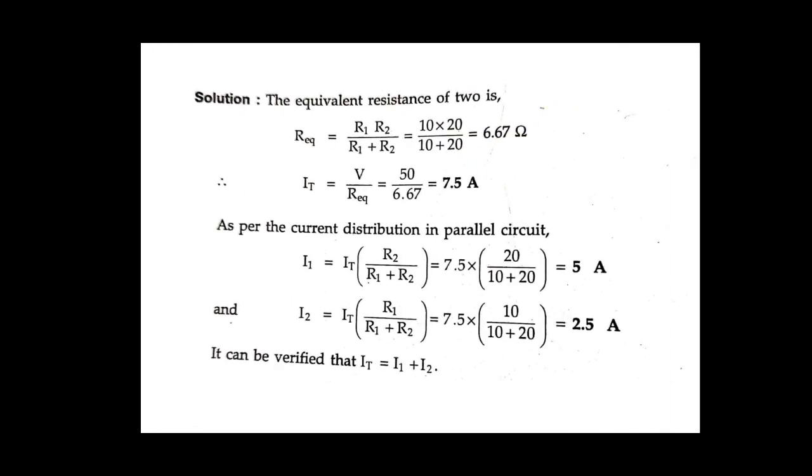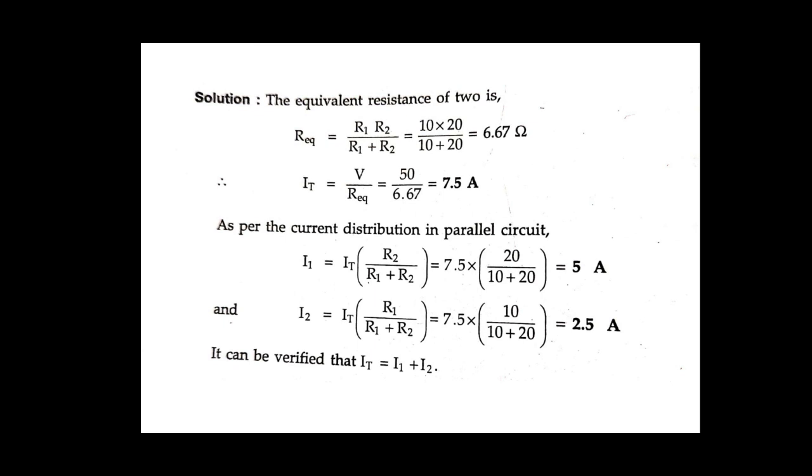Okay, so let us see. First of all, you can find IT, that is V upon R equivalent. So what does R equivalent mean? There are two resistors, no? They are connected in parallel. So this is the formula you can use: R1 into R2 upon R1 plus R2. So this is 10 into 20 divided by 10 plus 20. So the value of R equivalent is 6.67. So the total current IT is equal to 50 upon 6.67, where 50 volts is the total voltage source given. So the total current IT is equal to 7.5 ampere.